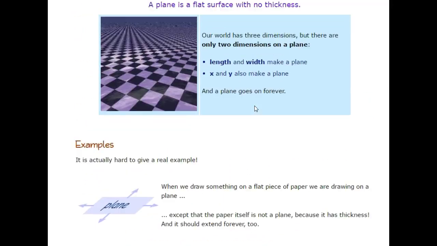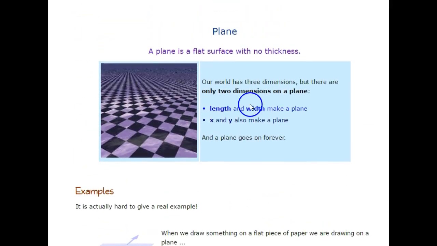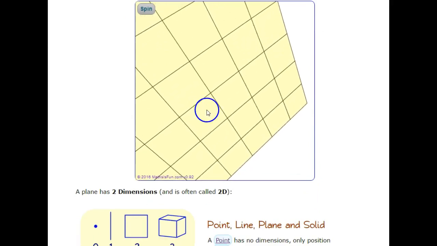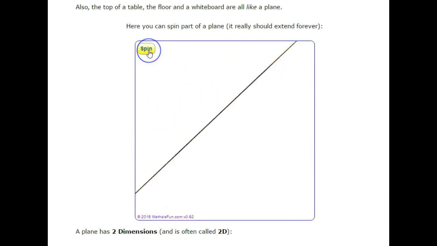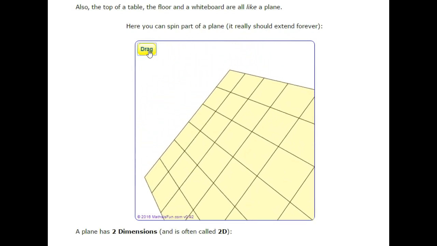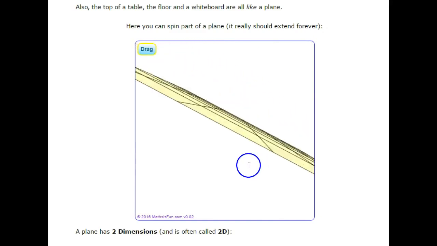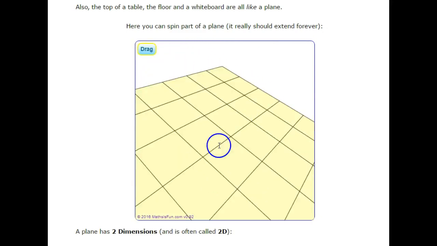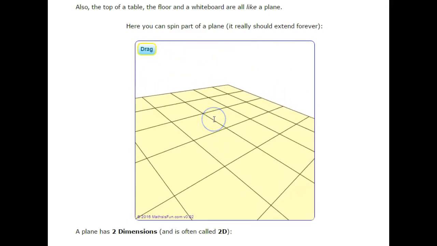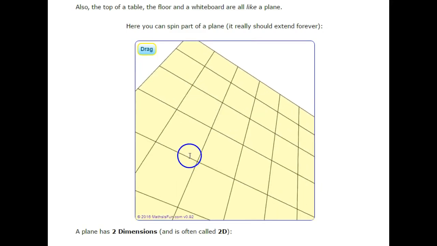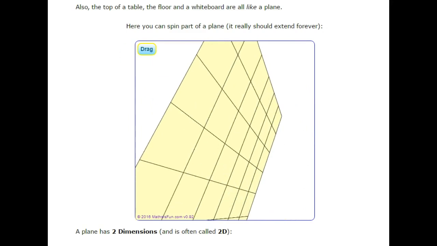So the next thing I want to go over is a plane. A plane is a flat surface with no thickness. So as you can see here in our little example, notice it has no thickness and actually it goes on forever and ever. This is just more of a way so you can get a grasp on this one. So there you go.